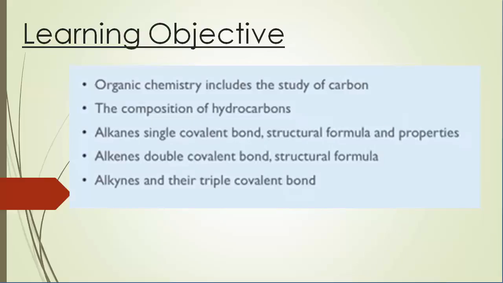As you go to the learning objectives, we have 5 parts. First, we will introduce that organic chemistry includes the study of carbon. And second, the composition of hydrocarbons. The third, we will introduce alkanes. And the fourth, we will introduce alkenes. And the fifth, we will introduce alkynes.